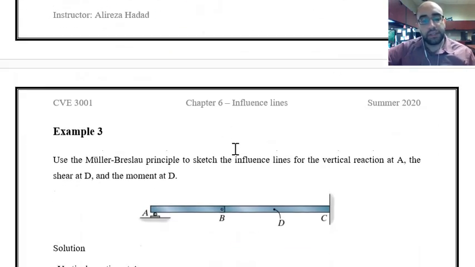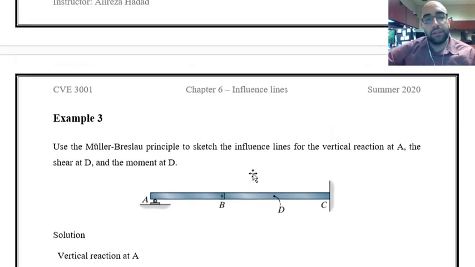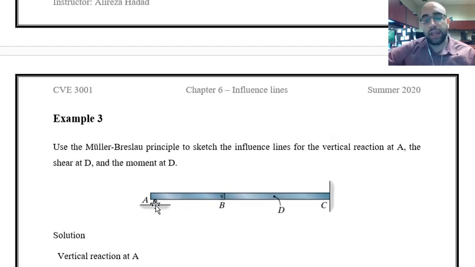So that's about this example, and let's move forward to the third example, which is this one over here, and it is asking about the influence lines for vertical reaction at A, shear at D, and moment at D. So it's vertical reaction at A and shear and moment at D. Vertical reaction at A is not difficult. I have to just consider the vertical restriction over there, remove it, and then apply a unit displacement. Once I do that, I'm going to see a shape like this.